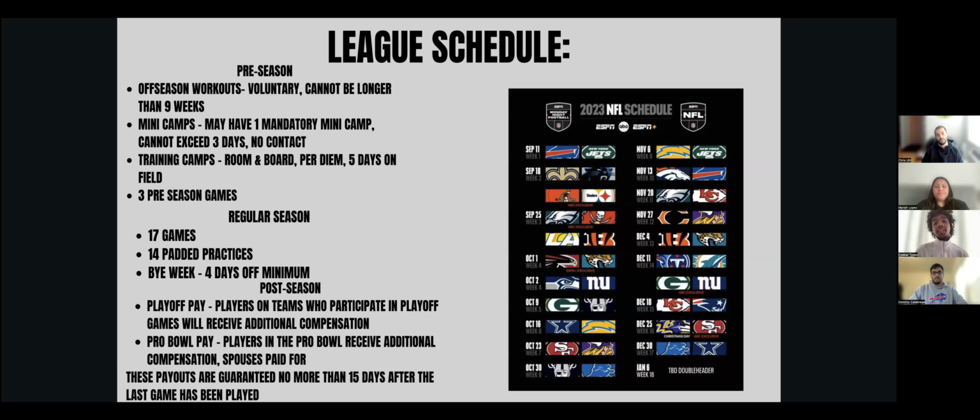So looking at the league schedule, it's comprised of 3 key elements: the preseason, the regular season, and the postseason. In the preseason, it starts with off-season workouts, which the CBA states that they are voluntary and that no player should be punished for their ability or their willingness to not participate in these workouts. They cannot be longer than 9 weeks out of a 12-week period.